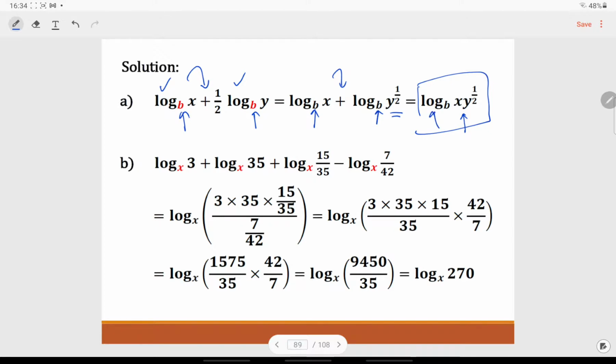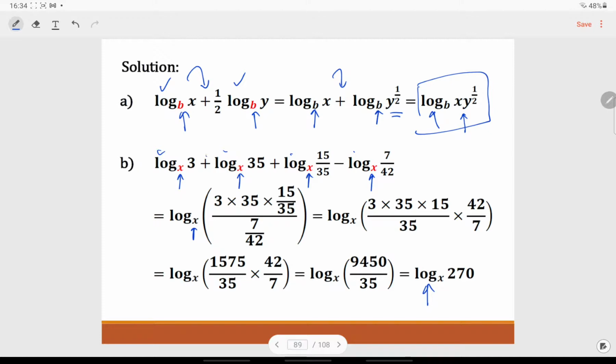Now we proceed to the second example. We have 1, 2, 3, and 4 logs. Four logarithms, and our task is to simplify until we come out with a single logarithm. So how to do that? Of course we need to use the logarithmic laws. We are dealing with common bases: we have x as the base for all logarithms, so it's very easy for us to use the rules. We combine all of this together into a single base.